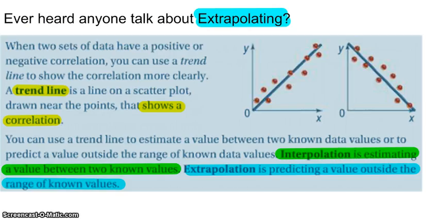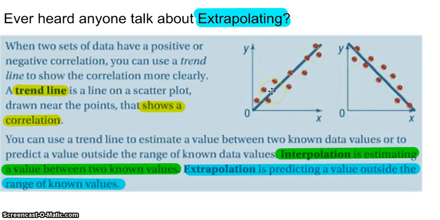Depending on what you expose yourself to, TV, movies, that sort of thing, you may have heard people talk about extrapolating data. What it means to extrapolate data comes from looking at our trend line. As you saw in the last two problems, I showed you a trend line based on our data. A trend line is a line drawn to try to hit as many points as possible, or take the trend of the points, and it will show the correlation.